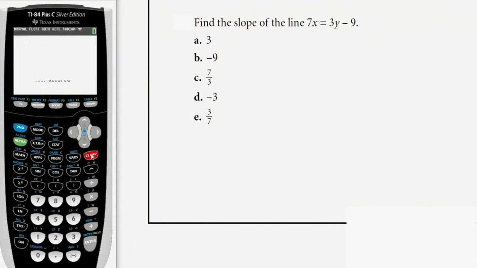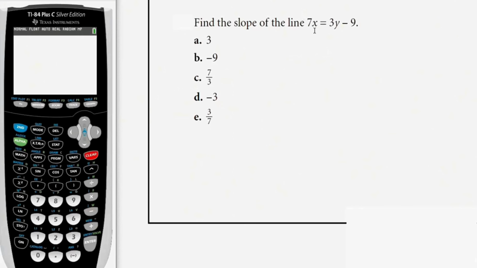Press this clear button. Now guys, merely looking at this question, I already know the answer. The answer to this question is basically option C, 7/3, but I'm going to show you guys how to verify. Alright, so let's do it.